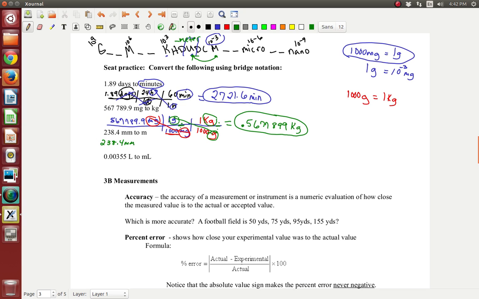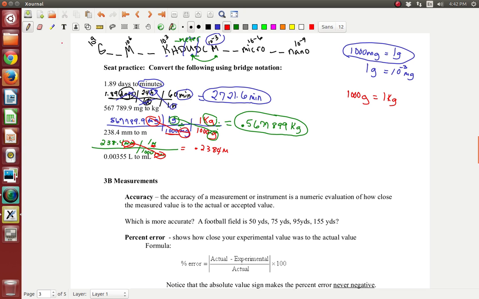Okay, so 238.4 millimeters. And there are 1,000 millimeters in 1 meter. So 1 meter is 1,000 millimeters. Hopefully you remember a meter stick, and we can do that to help us to just visualize that. Okay, millimeters cancel out so that you have just meters left. So you just need to divide by 1,000. So that ends up being 0.2384 meters. Okay, and one more, liters to milliliters.